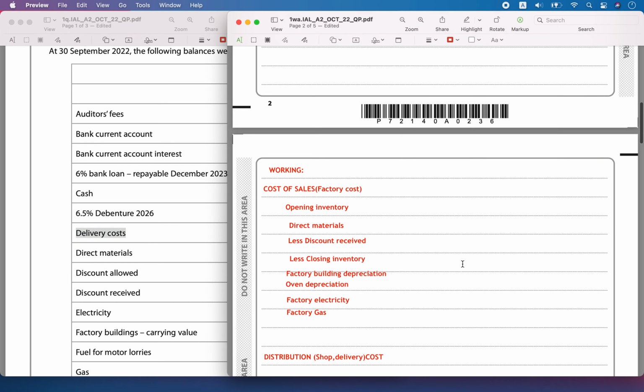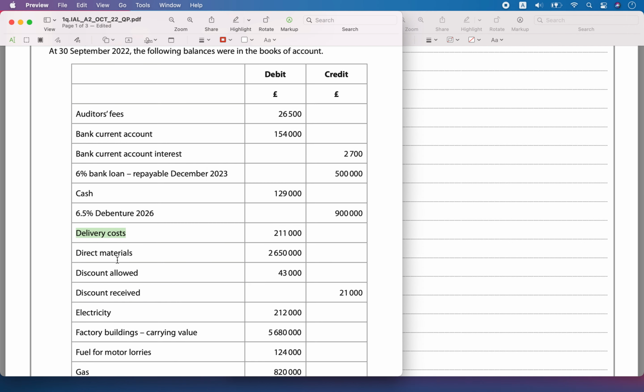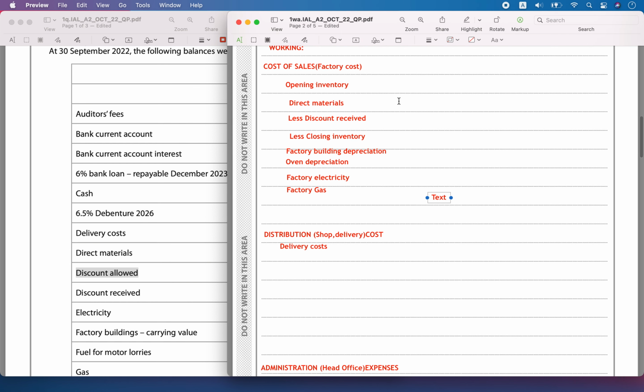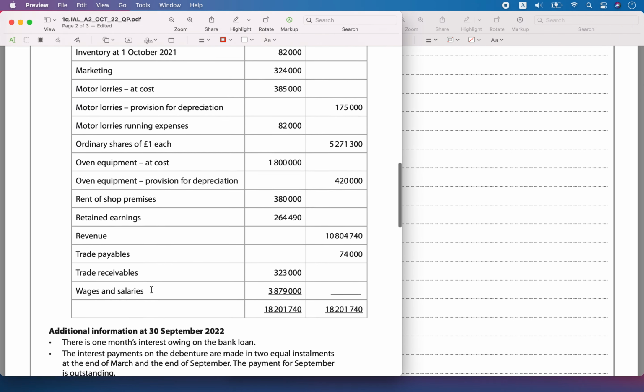Then delivery costs are going to come under the distribution. Then you have the direct materials, which is coming under the cost of sales. Then discount allowed, it's going to come under the distribution cost. Then discount received, you have already put here, it's a less discount received on the direct materials purchase.